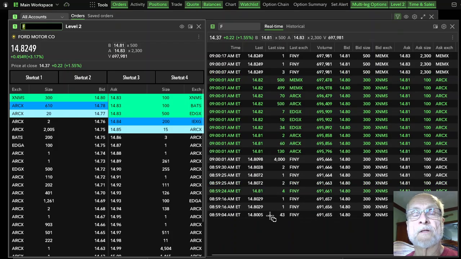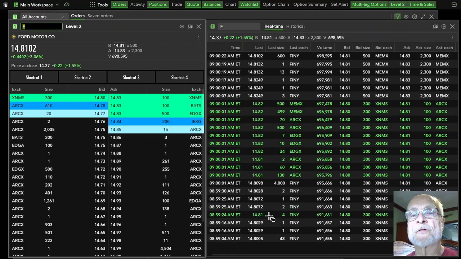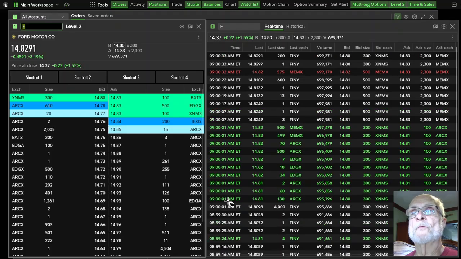This is just another tool that helps an investor who wants to trade options or to buy or sell investments to see what the demand is, the real-time demand, how many shares are in demand, and what the current trading activity is for the shares that you are interested in.